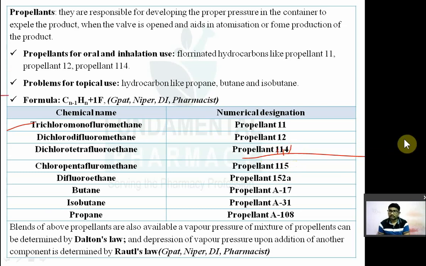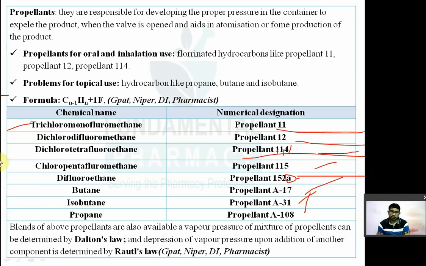Trichloromonofluoromethane is known as a propellant 11. Difluoromethane is known as a propellant 12. Dichlorotetrafluoroethane is known as a propellant 114. Then chloropentafluoromethane is known as a propellant 115. Then difluoroethane is known as a propellant 152A. A means most symmetrical isomer of that compound. Then next is butane. Butane is known as a propellant A17. Okay, isobutane is known as a propellant A31. Then propane is known as a propellant A108.